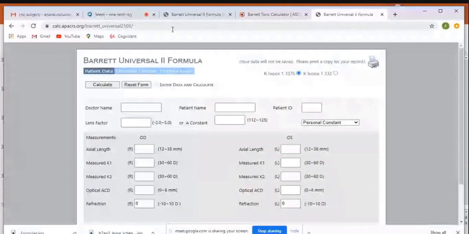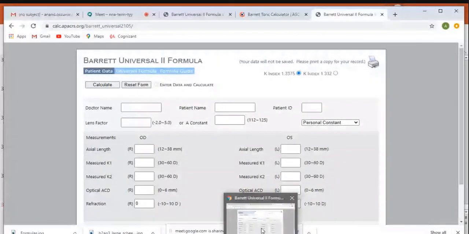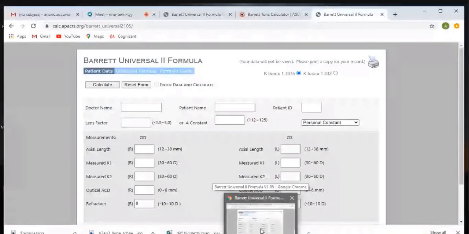How frequently are Barrett calculations used in day-to-day scenarios? Yes, day to day it is mostly used for branded IOLs. If the patient is going for an Alcon IOL or a very branded IOL, at that time they will go with this Barrett, and mostly for the multifocal lenses and the multifocal toric they are using these Barrett calculators.